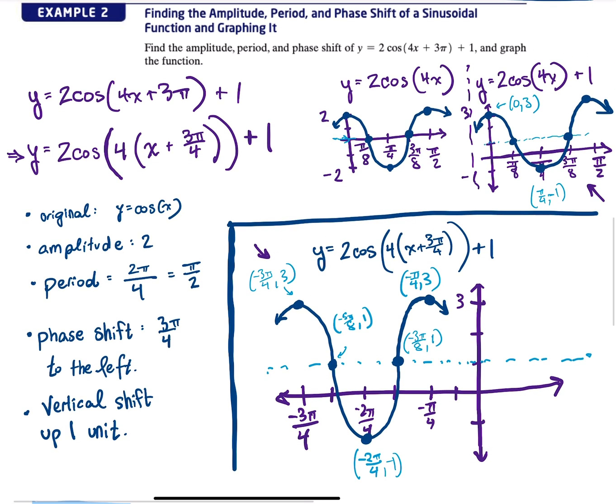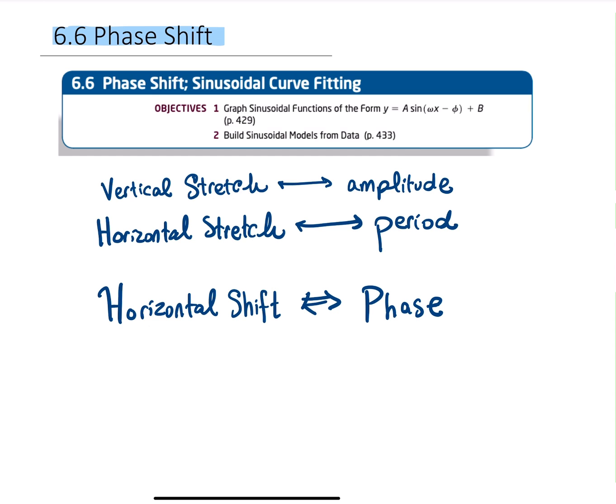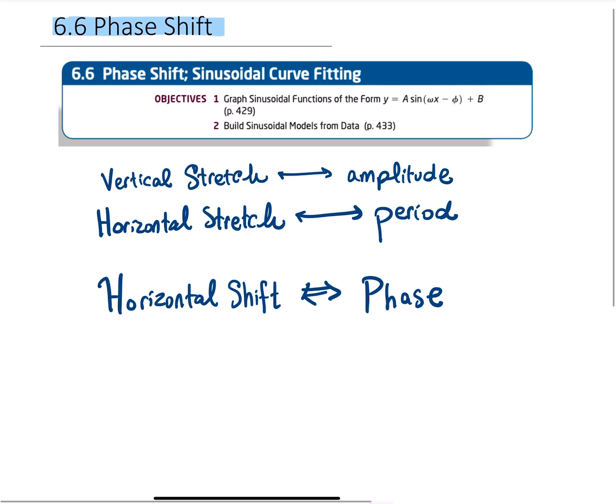All right, that's all we will cover in this section. So this was the phase shift section 6.6. We looked at graphing sinusoidal functions of these form. So we got the full combination of transformations. Okay, that's it for this video, and I'll see you next time.